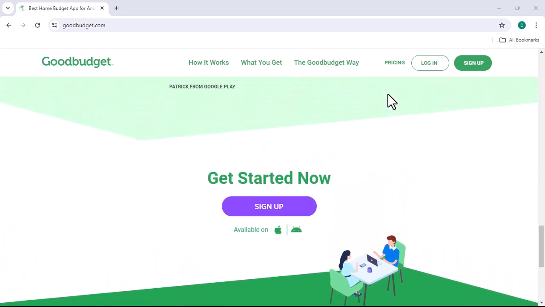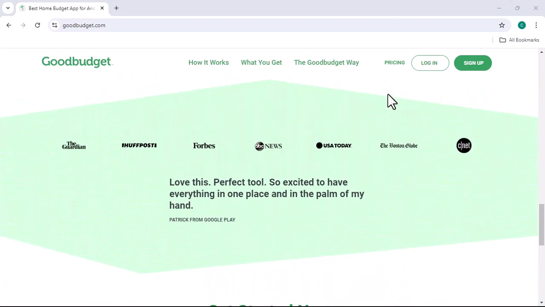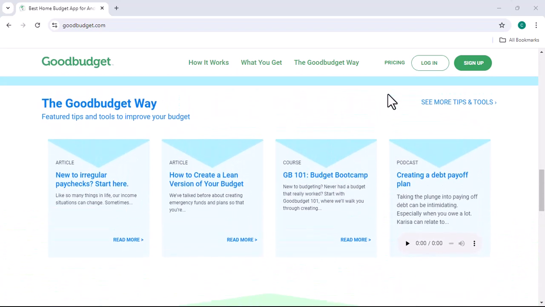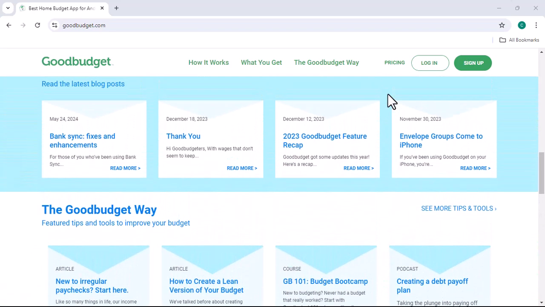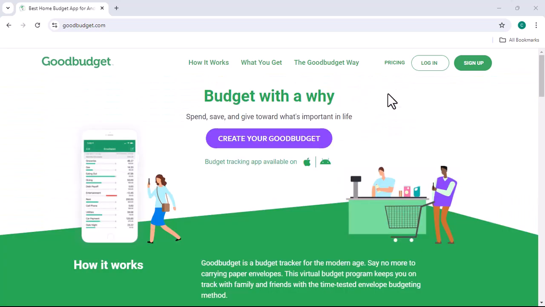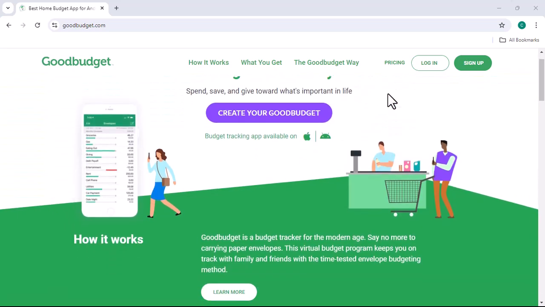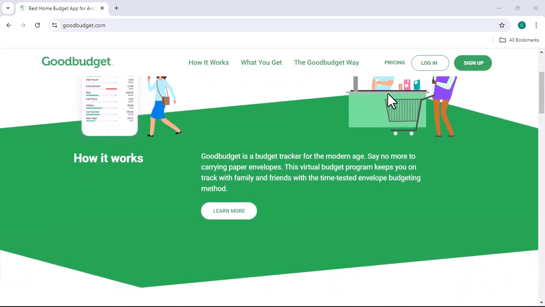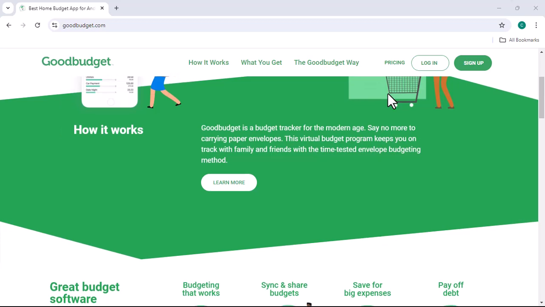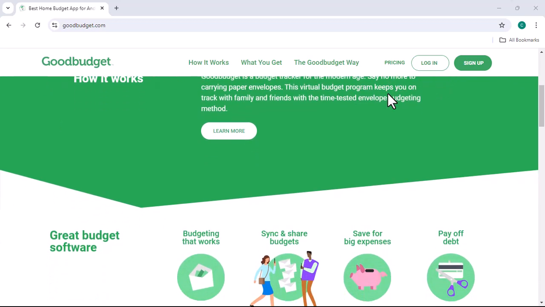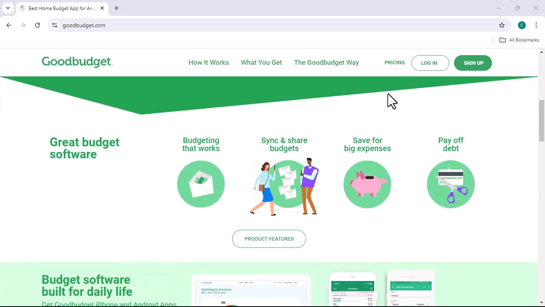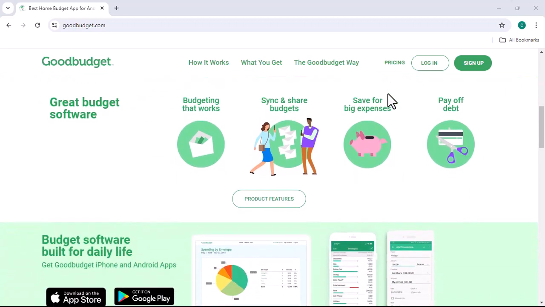Goodbudget also offers a feature called Saved Envelopes. These are envelopes where you can stash money for future expenses like holiday gifts or vacations. It's a great way to save up for something specific without touching your regular budget. While Goodbudget doesn't have all the bells and whistles of some other budgeting apps, it excels at simplicity and effectiveness. It's a tool that empowers you to take control of your finances without overwhelming you with complex features.